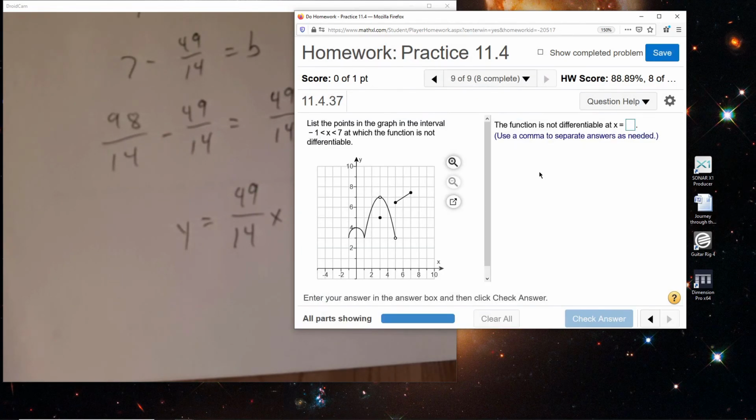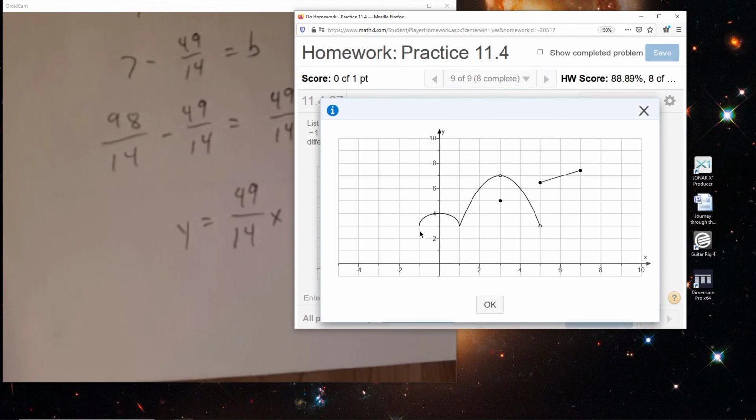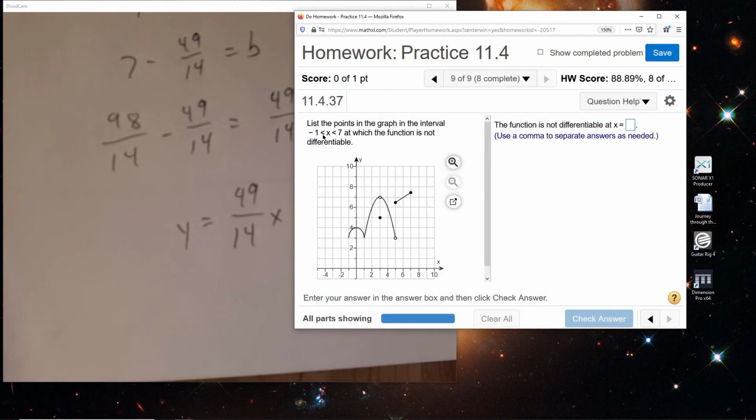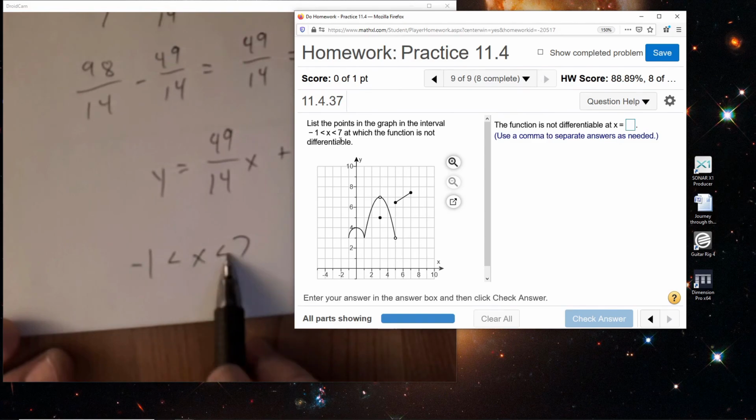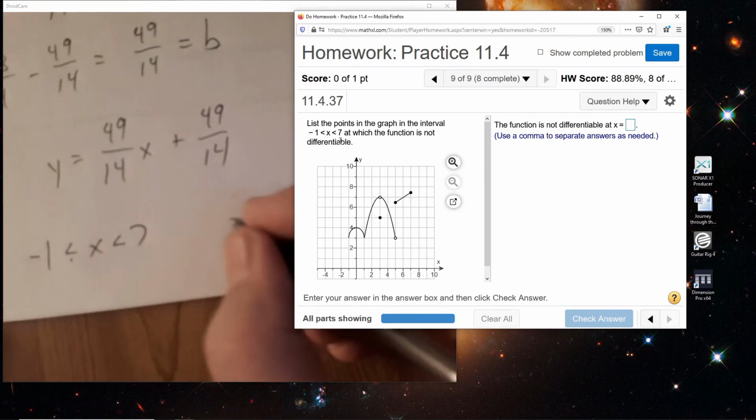And let me just read exactly what the question says here. The function is not differentiable. And this is what I'm looking for right here. We're interested in the interval of -1 to 7. So -1 is right here. To 7 is then over here. Now, something else that's important is notice the inequality. Well, let me write this down. Notice the inequalities here. This does not say equals.